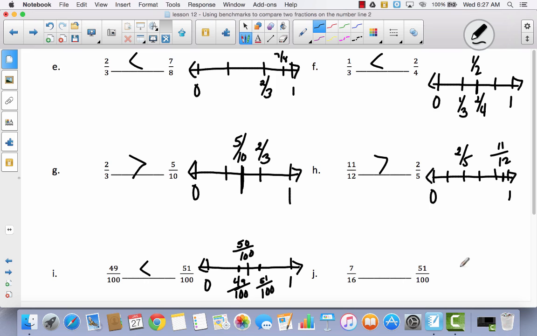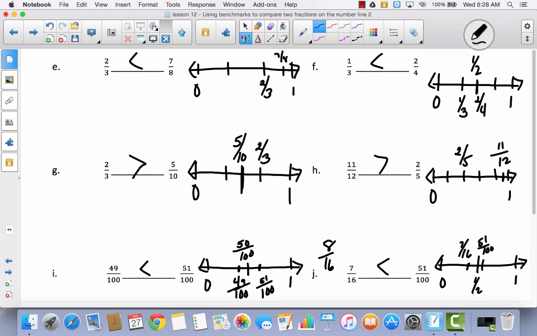All right, so let's take a look at J. So we've got 7 sixteenths and we've got 51 hundredths. Well, we learned from over here that 51 hundredths is 1/100th greater than half. So if this is half and this is 0 and this is 1, then this would be 51 hundredths. And what do we know about 7 sixteenths? What would be half of 16? Well, if 8 is half of 16, then 8 sixteenths is half. So 7 sixteenths is going to be less than half. So 7 sixteenths is less than 51 hundredths.